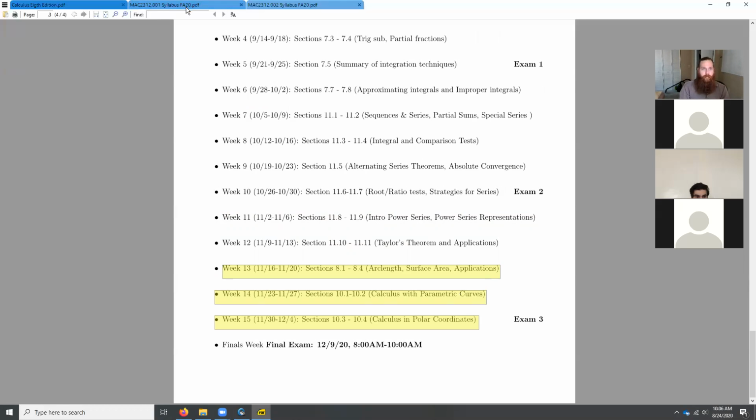I know Calc 2 has a reputation for being really challenging. It's my favorite class to teach for sure, because the material is just so beautiful, but you have to put in a lot of time.